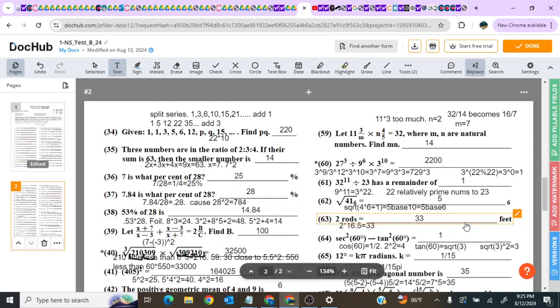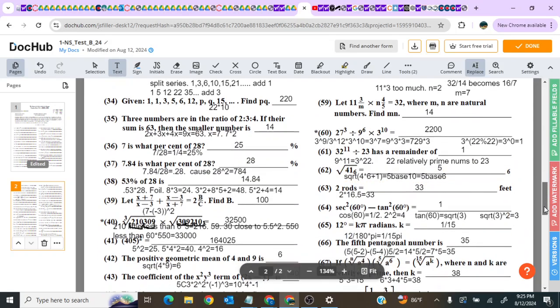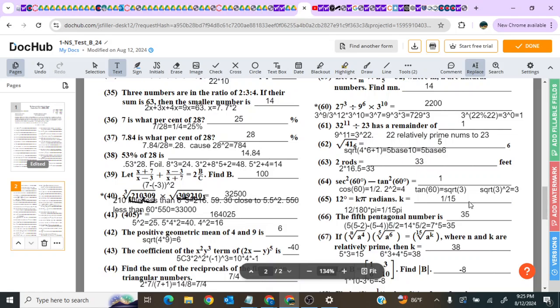62, 41 base 6, square root of that. Well, 41 base 6, 4 times 6 plus 1 is 25. Square root of that is 5. 5 base 10, which is the same in base 6. As you know, it's this place multiplied by 1. That's how all bases start. 2 rods is equal to how many feet? Well, there are 16.5 feet in a rod, so 2 times 16.5 is equal to 33.